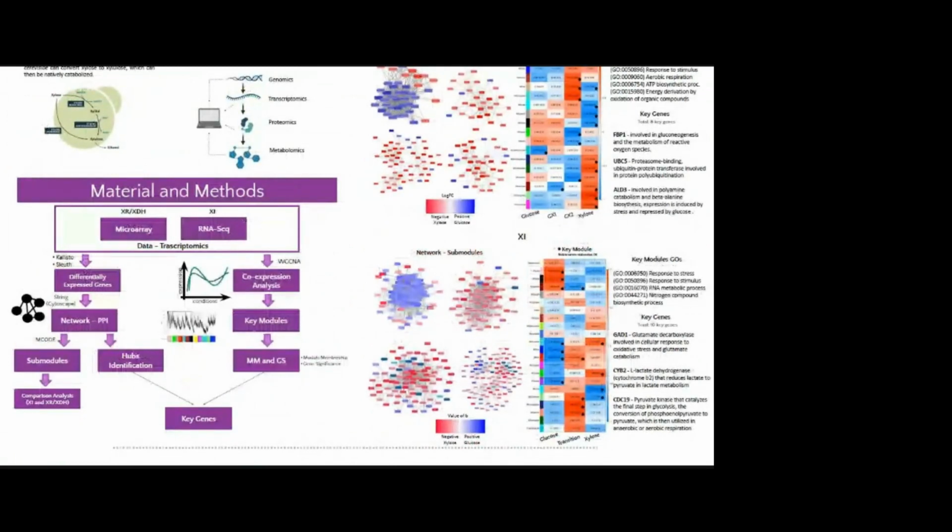So, the goal of this project is to compare the metabolism of xylose fermenting yeast with the insertion of the XR-XDH and XI pathway through differential expression analysis, gene interaction networks, and co-expression analysis.